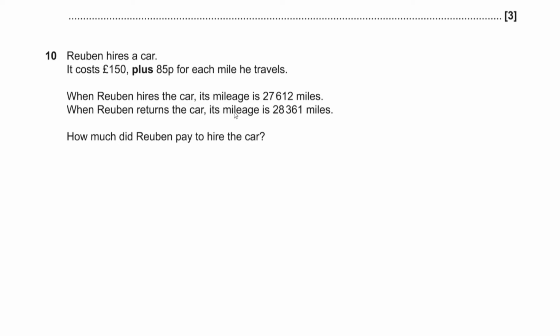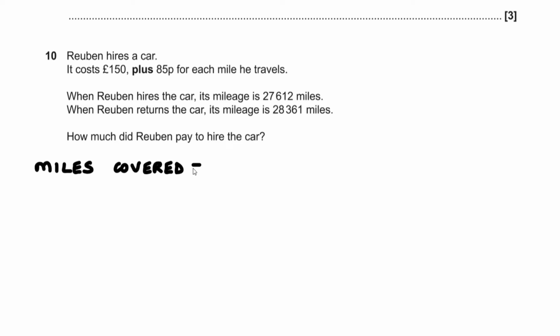Question number 10. Ruben hires a car. It costs £150 plus 85 pence for each mile he travels. When Ruben hires the car, its mileage is 27,612 miles. When Ruben returns the car, its mileage is 28,361 miles. How much did Ruben pay to hire the car?